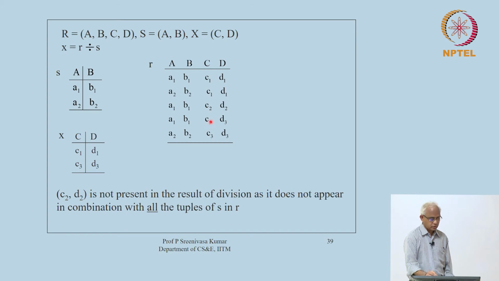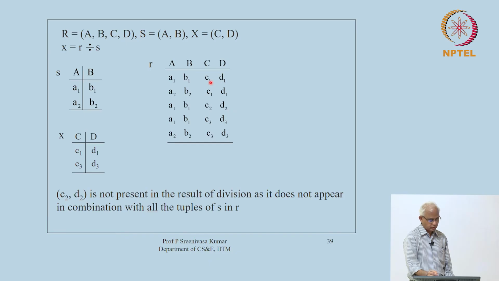If you focus on the C and D part of the relation R, and project it on CD, you will get three tuples: C1 D1, C2 D2, C3 D3. So among C1 D1, C2 D2, C3 D3, which of those have the property that they combine with A1 B1 and A2 B2 and exist here? That is the question we are asking.